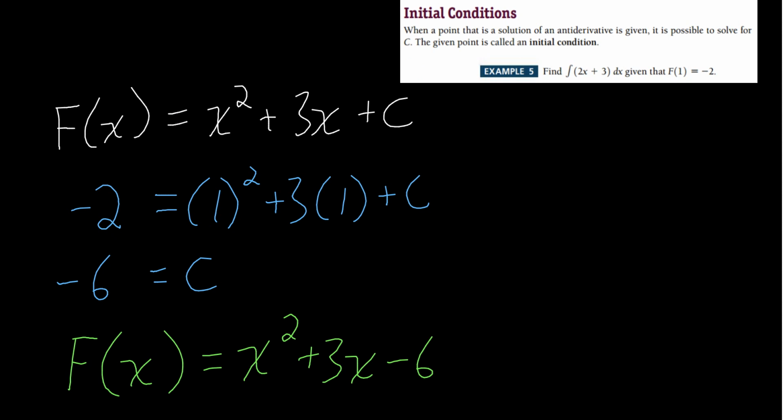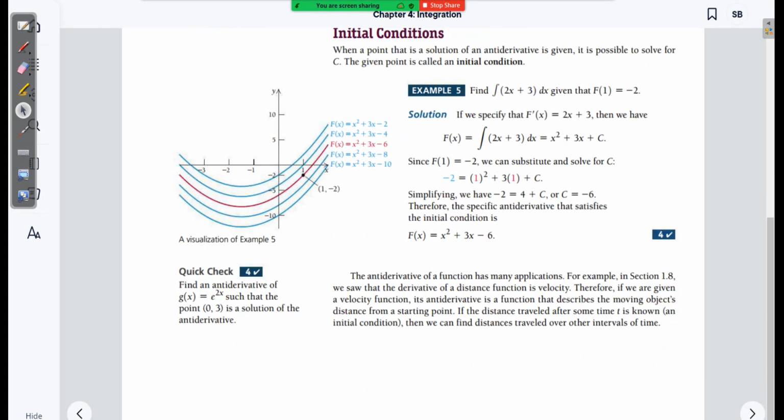Okay. So let's do some more initial condition problems, but before we do, this paragraph is very important. I'm pretty sure I alluded to it earlier in the course. The antiderivative of a function has many applications. So for example, in section 1.8, we saw that the derivative of a distance function is velocity. Yeah, definitely covered it. So real quickly, let's go ahead and write this.